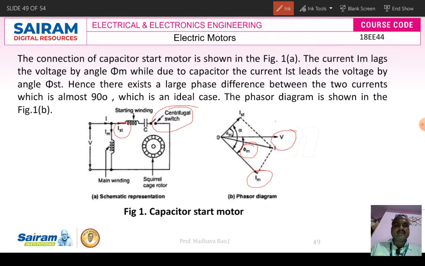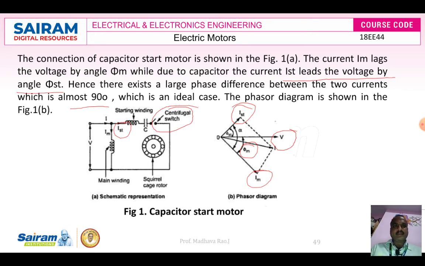The current IST leads because the capacitor is connected in series with the starting winding. The current flowing in the starting winding, or auxiliary winding, leads the voltage V. So IST leads the voltage by an angle phi st. Hence there exists a large phase difference between the two currents, almost equal to 90 degrees, which is an ideal case. The phasor diagram is shown in figure B.